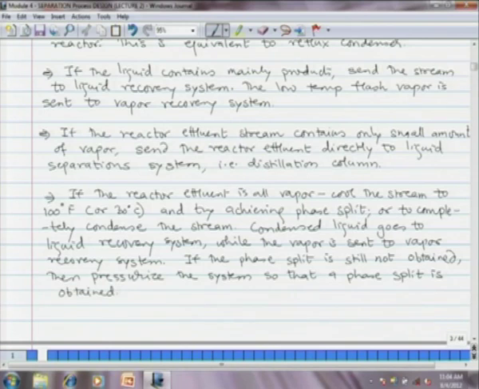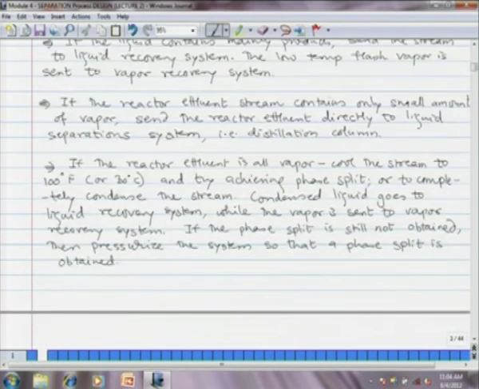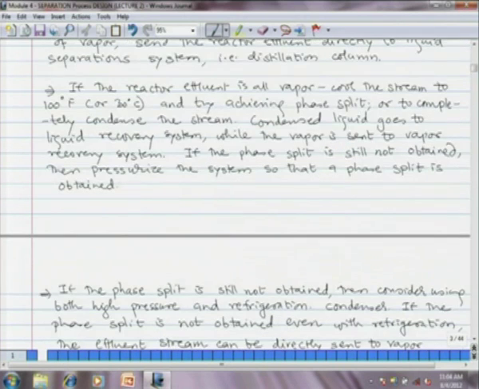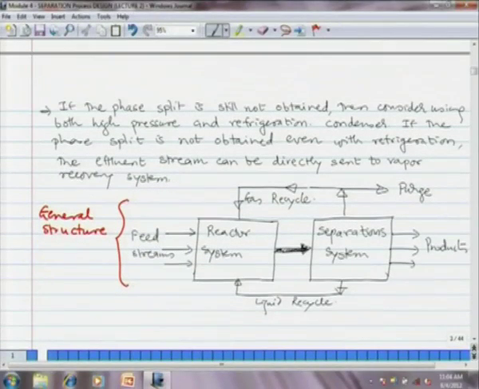If the reactor effluent is all vapor, then we have to cool the stream to room temperature and then try achieving the phase split, or to completely condense the stream. Condensed liquid goes to the liquid recovery system, while the vapor is sent to the vapor recovery system. If the phase split is still not obtained, then we have to pressurize the system so that a phase split is obtained. Whenever you have the reactor effluent at high pressure and high temperature, first try to reduce the temperature and then reduce the pressure, so that the phase split is easy. If the phase split is still not obtained, then consider using both high pressure and refrigeration condenser.